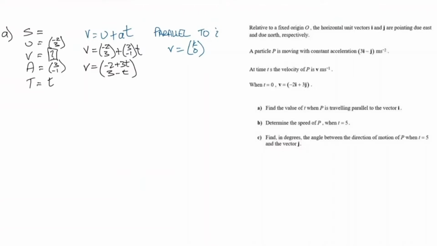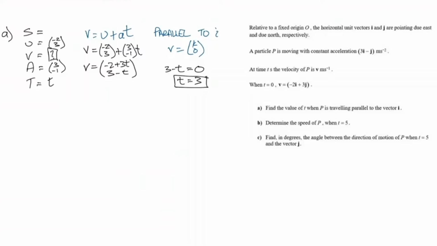This means that the vertical j component, we should be able to set equal to 0 and solve for t. So 3 minus t equals 0. Instantly, we know that t itself equals 3. So this is the value of t, the time, when the particle was travelling parallel to the vector i, when the particle had a 0 component for its vertical movement, a 0 component for j.